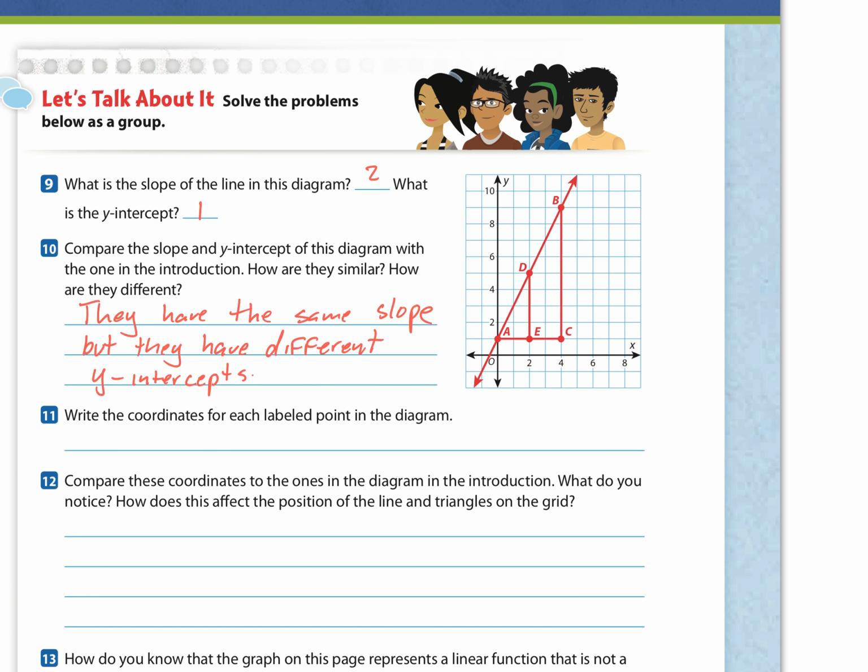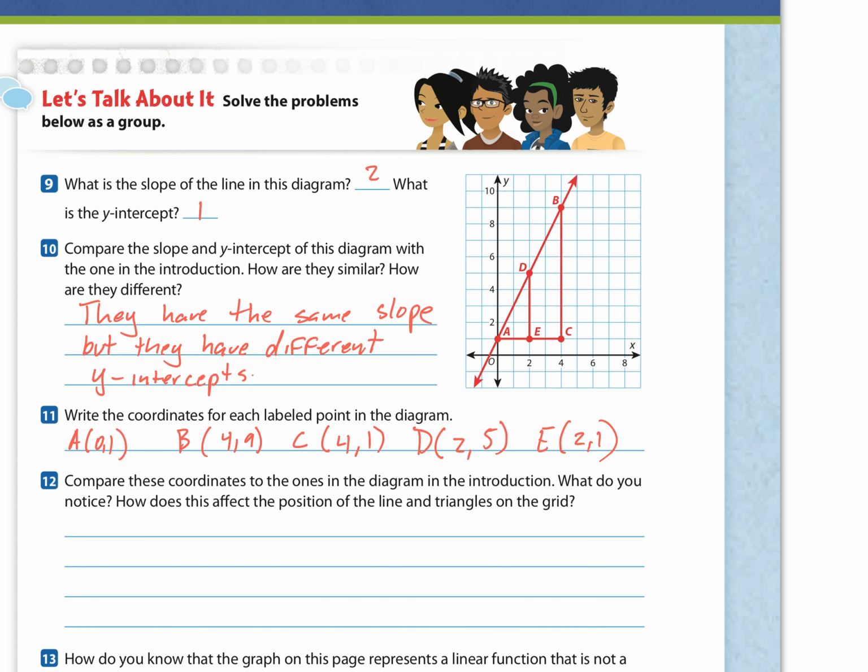Now, can I get a volunteer to read 11 for us, please? Aguirre. Write the coordinates for each labeled point in the diagram. Okay, so for this one, you're going to write the coordinates for A, B, C, D, and E.